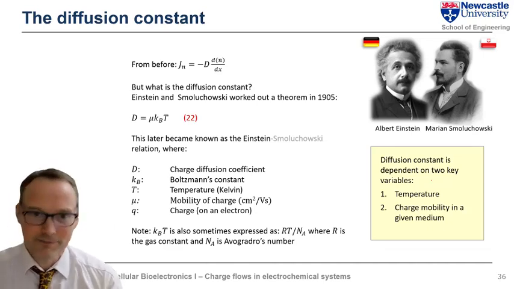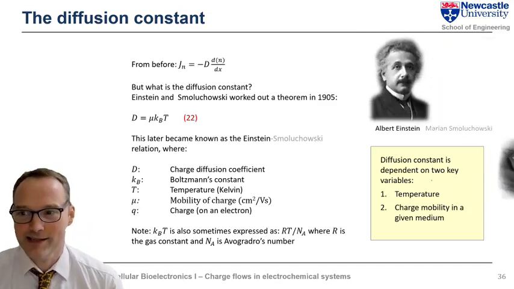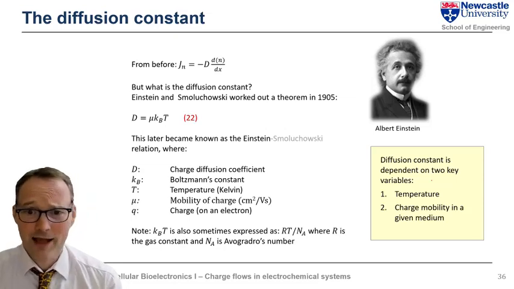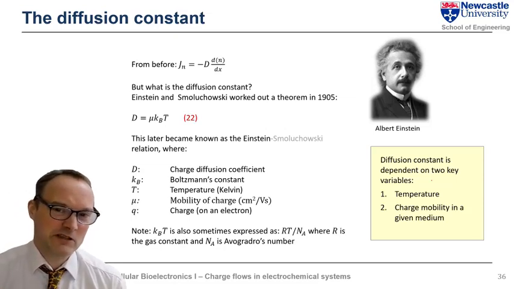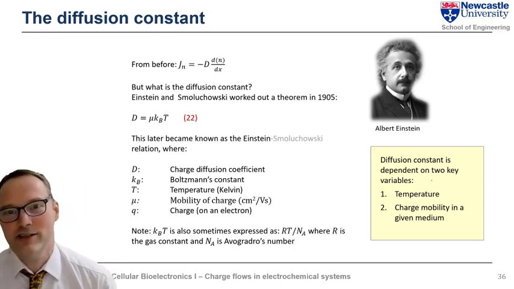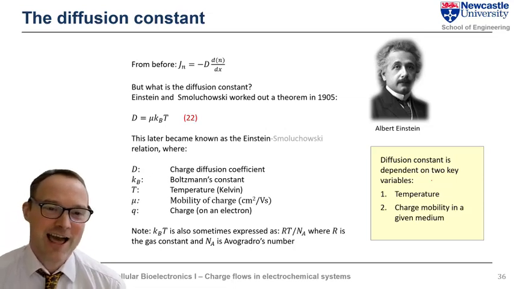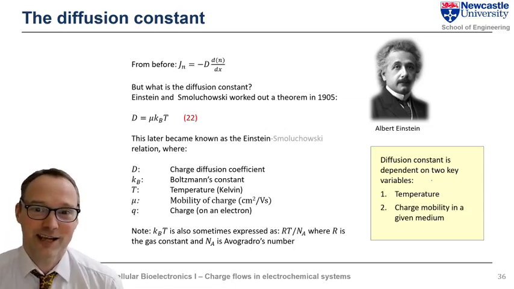Now, in order to define the diffusion constant, what is that thing? Well, there was a little bit of an interesting discussion between Albert Einstein and Smoluchowski, and it's now known as the Einstein law. Smoluchowski got knocked out of history, unfortunately, but it is actually the Einstein-Smoluchowski relationship.